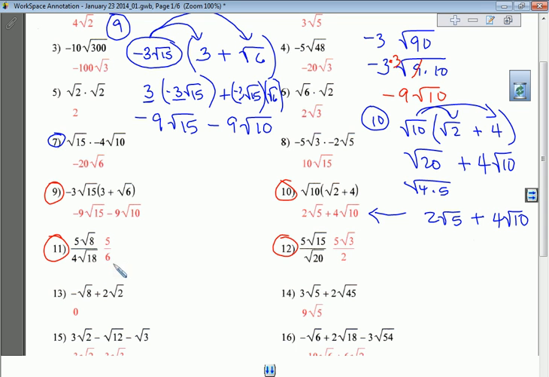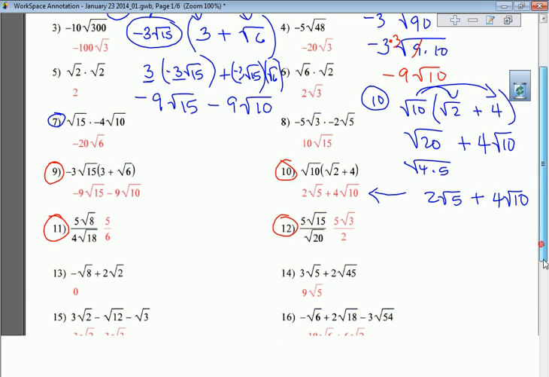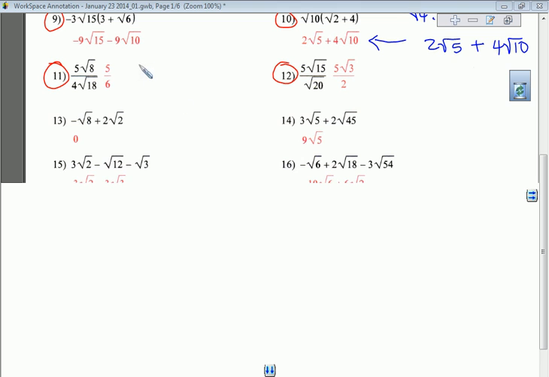Number 11. There are several different methods for working this problem, and I'll show you the first one. Is it fair to take this expression and write it like this? Yes. This is 5 times the square root of 8, and this is 5 times the square root of 18. Isn't this the same thing? Yep. 5 fourths times the square root of 8 eighteenths.